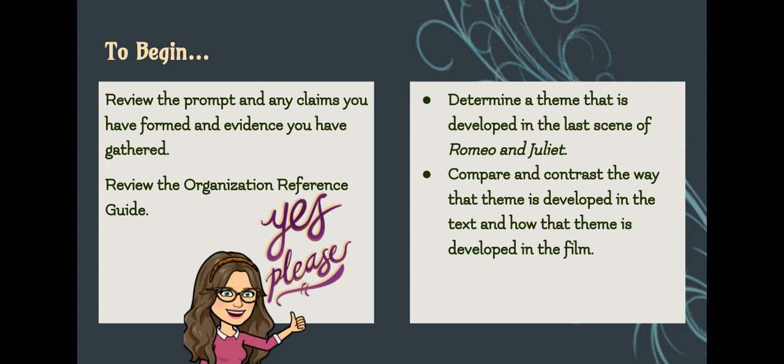To begin, we're going to review the prompt and any claims you have formed and evidence you have gathered. You will review the organization reference guide. Remember that our prompt is: determine a theme that is developed in the last scene of Romeo and Juliet. Compare and contrast the way that theme is developed in the text and how that theme is developed in the film. You will have 5 minutes to complete this activity.